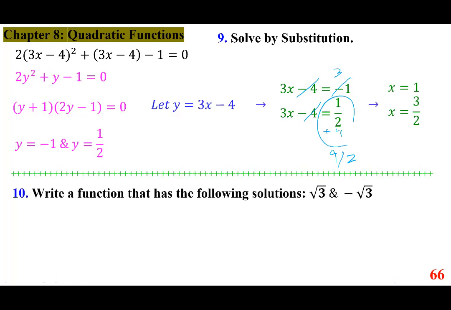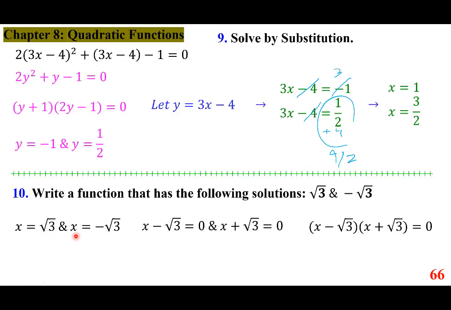Write a function that has the following solutions. That means x is given as square root of 3, x is given as negative square root of 3. We want to find the function. We said this equal to 0. So x minus square root of 3 is 0, and this one x plus square root of 3 equal to 0. Their product is also 0. And that gives us x squared minus 3 equals 0. So if you want an equation, this is the answer. If you want a function, this is the answer.